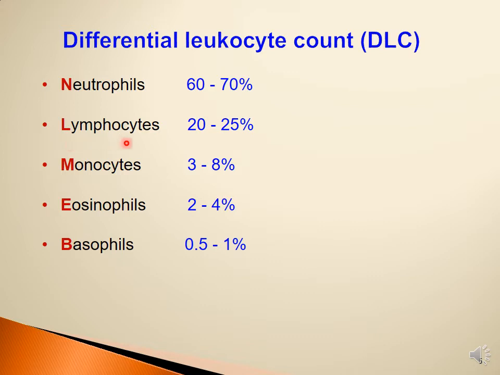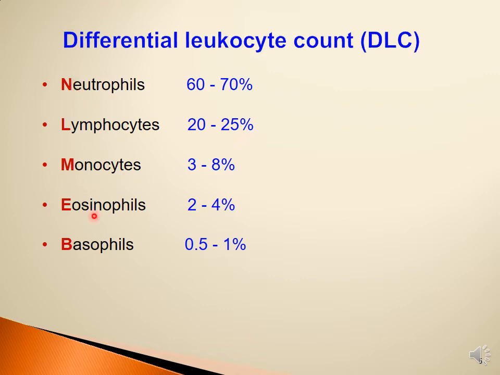Then lymphocytes are second in terms of amount or percentage. So we have 20 to 25%, sometimes up to 30%, of the white blood cells present in the blood being lymphocytes. Then we have the monocytes, 3 to 8%, then eosinophils, 2 to 4%, and then the least abundant are the basophils. They account for 0.5 to 1% of the total leukocytes.